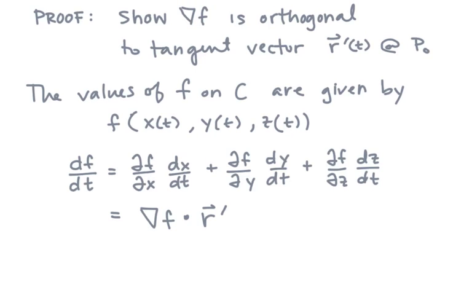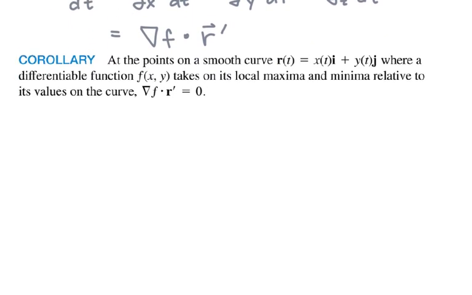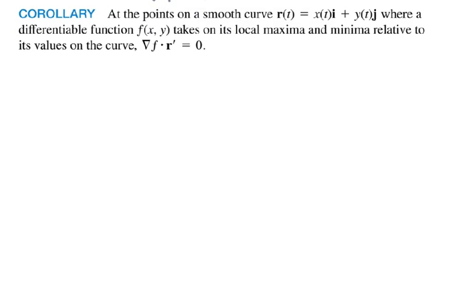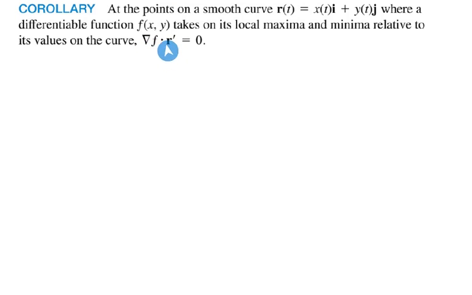And we have a corollary that goes along with this theorem. The corollary says at all of the points on that smooth curve R, where a differentiable function f of xy takes on any local max or min relative to the values of the curve, then we can assume that the gradient dotted with the derivative of the vector representing the curve on the surface is going to equal 0. So we can just draw this assumption always.